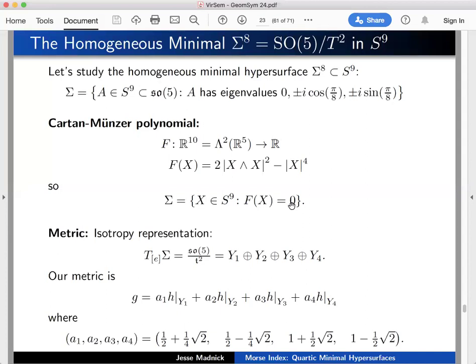The isotropy representation decomposes into 4 T2-irreducible pieces. You can write the metric like so, where H is the negative of the Killing form of little so5. And as you can see, there are no repetitions in these numbers in the metric. They're all different. The metric on sigma is not Einstein. Yes, it's homogeneous, but this is not the normal metric. As far as we can tell, the interesting geometric feature of this metric is that it's the induced metric of a homogeneous minimal hypersurface. That's what recommends it.